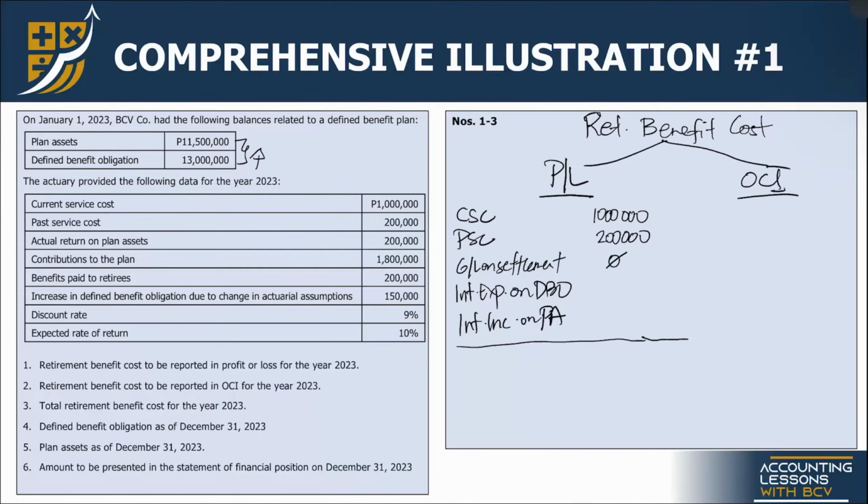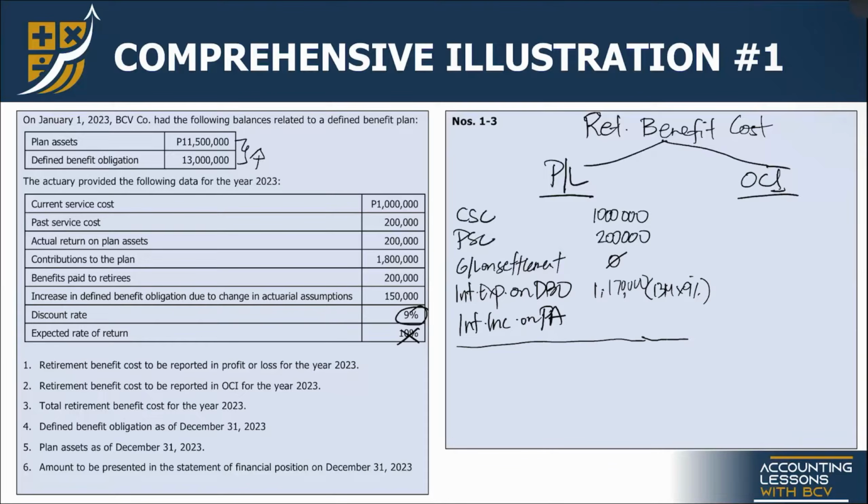Okay? Next, interest on defined benefit obligation. We have the beginning balance, 13 million. Kaso, dalawa yung rates na given. It is the discount rate and expected rate of return. Alin dyan gagamitin natin? It must be the discount rate. Huwag niyong pansinin yung expected rate of return. So, discount rate lang gagamitin natin dyan. Okay? So, get the 9% of 30 million. Magkano to? 1.17 million.